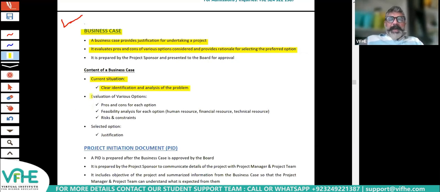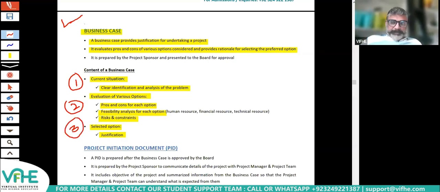And then on the next slide, I will evaluate the various options. I will tell them these are the three options. I will talk about the pros and cons of each option, the feasibility of each option, and the risks and constraints. But in simple words, pros and cons of each option. And then in the last slide, I will talk about the selected or recommended option in my view, and why I am suggesting option A or B or C. So there are three broad contents of a business case: the current problem, the options available, and lastly, the suggested or recommended option.